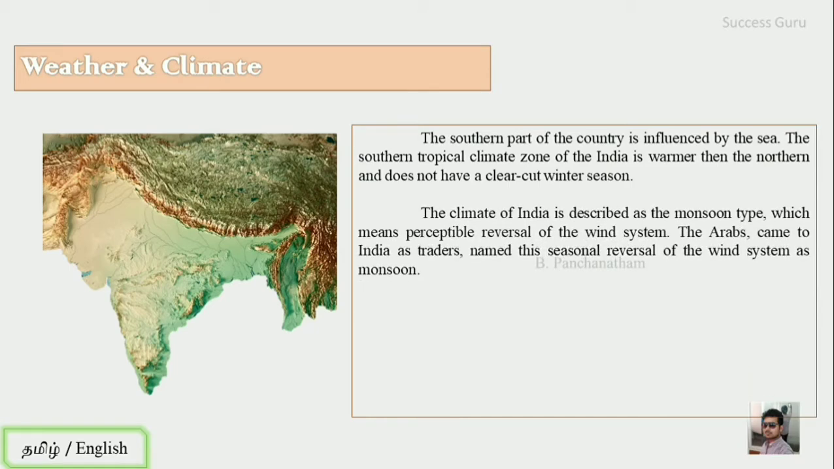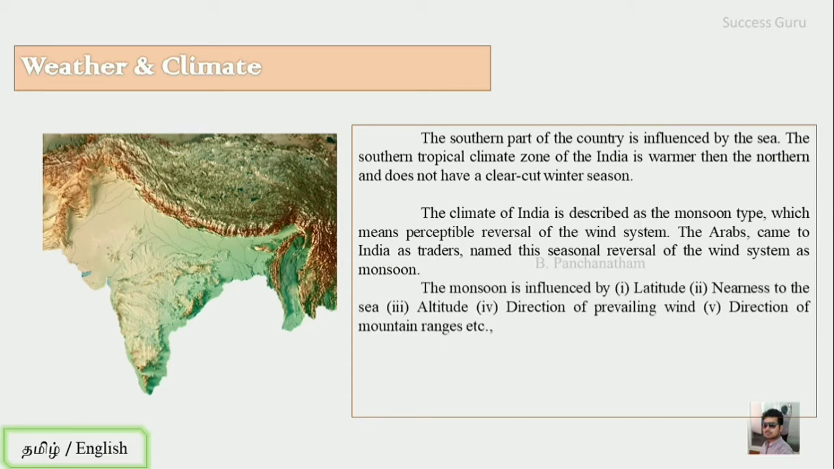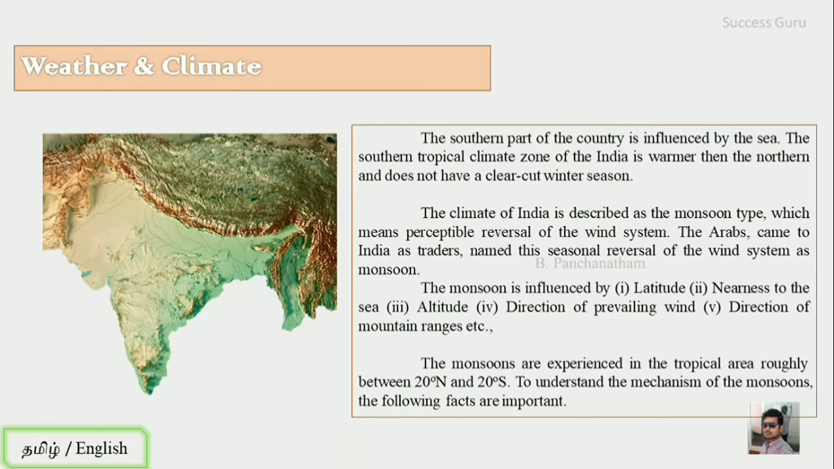The climate of India is described as the monsoon type. Monsoon means the perceptible reversal of the wind system, and this term was coined by the Arabs. The Arabs came to India as traders, and they named this seasonal reversal of the wind system monsoon, which is derived from the Arabic word Mausam. The monsoon is influenced by latitude, nearness to the sea, altitude, direction of prevailing wind, direction of mountain ranges, etc. All these things influence the monsoon. Monsoons are experienced in tropical areas, roughly between 20° north and 20° south.